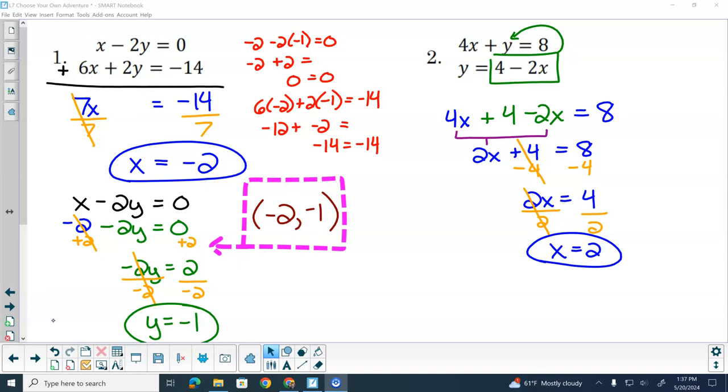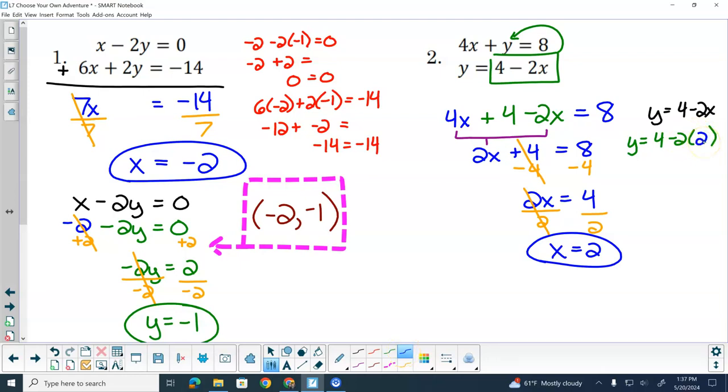Okay. Now what? What's step number 4? Which equation should I put it into? Bottom one, right? Because it's already y equals. Why do more work when we don't have to do more work? Let's put it into the bottom equation. The bottom equation was y equals 4 minus 2x. So then that's going to be y equals 4 minus 2 times, now in place of x, we're going to put 2. 2 times 2 is 4. 4 minus 4 is 0.